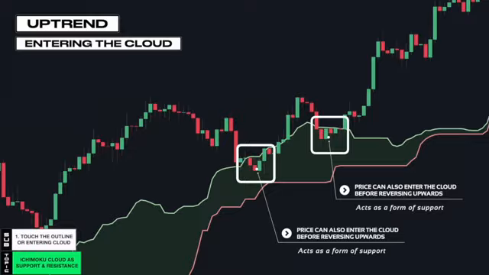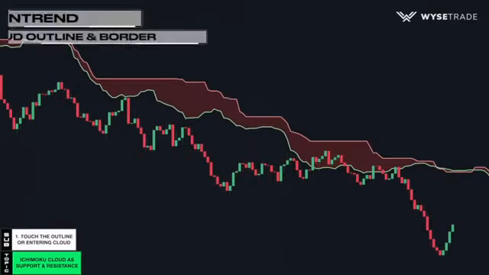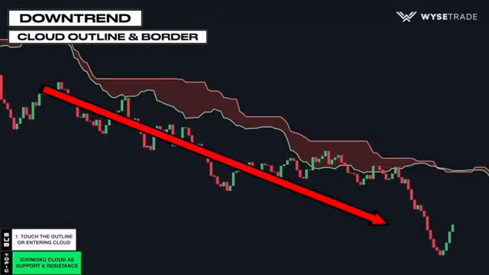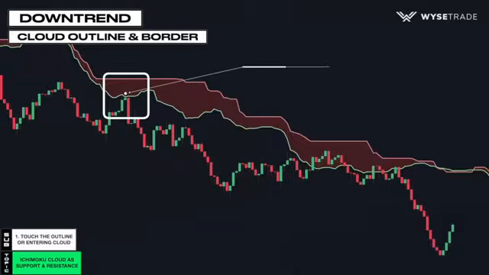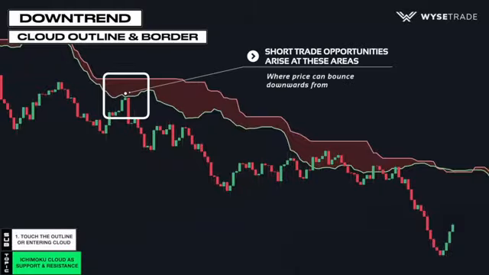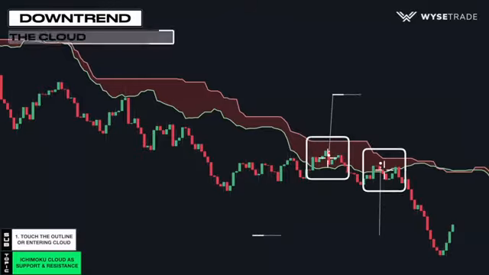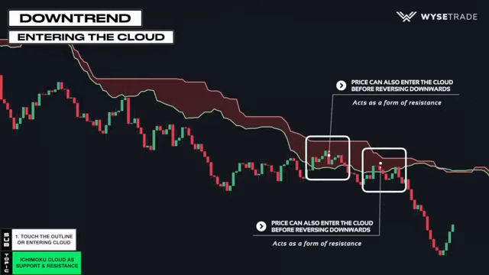Now, price can also enter the cloud before reversing, which is another way the Ichimoku cloud acts as a form of support. So going in the opposite direction in a downtrend, when price is below the cloud and price pulls back to the cloud, notice how it reacts to the outline of the cloud and the cloud border, acting as a form of resistance. What this means is short trade opportunities arise at these areas where price can bounce downwards from. So price can also enter inside of the cloud before reversing, which is another way the Ichimoku cloud acts as a form of resistance.